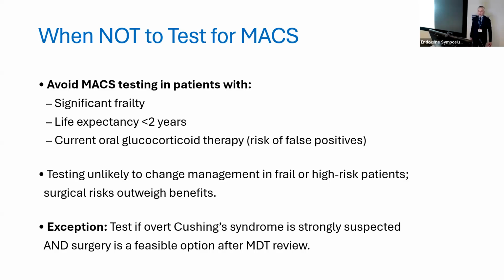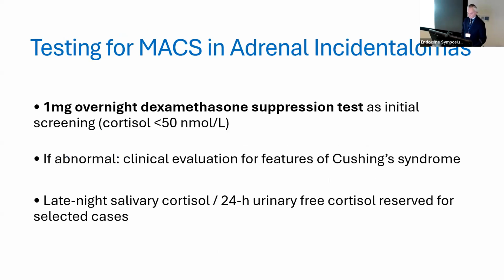Right. So the guidelines say test everyone, but when should we not test for MACS? We should avoid it if patients are unlikely to benefit from surgical management, or when the surgical risks would outweigh the benefits. And that is if patients are frail, or their life expectancy is less than 2 years, or they are on current oral glucocorticoid therapy, because there would be a risk of false positives potentially. The exception would be if patients have overt Cushing syndrome, if this is strongly suspected, and there might be a feasible surgical option after an MDT review.